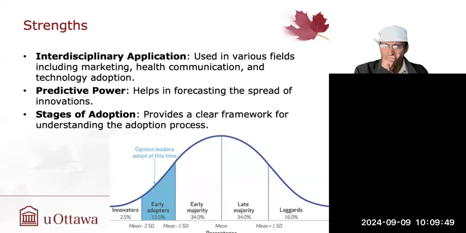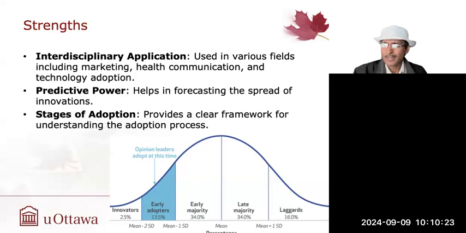And the strength factor of this theory now: diffusion of innovation theory can be applied in different disciplines of knowledge. It's in communication, in science, in health, in medical science, and marketing, technology adoption, and wherever. In all fields, this works. So this theory is an interdisciplinary theory and is very helpful.